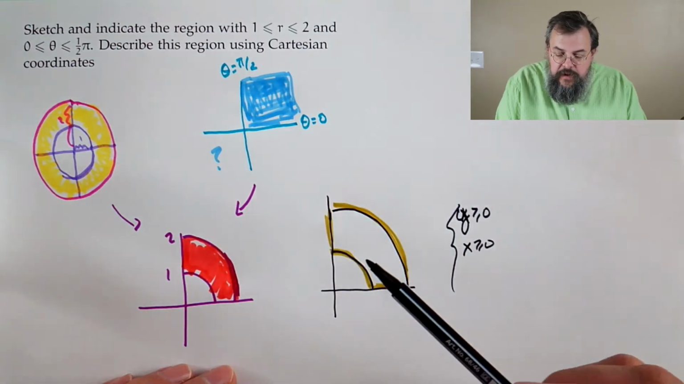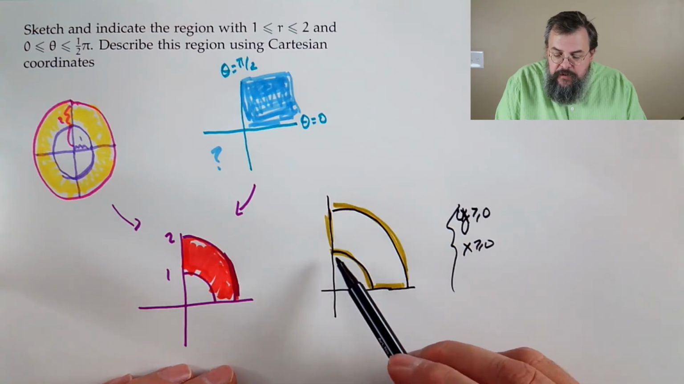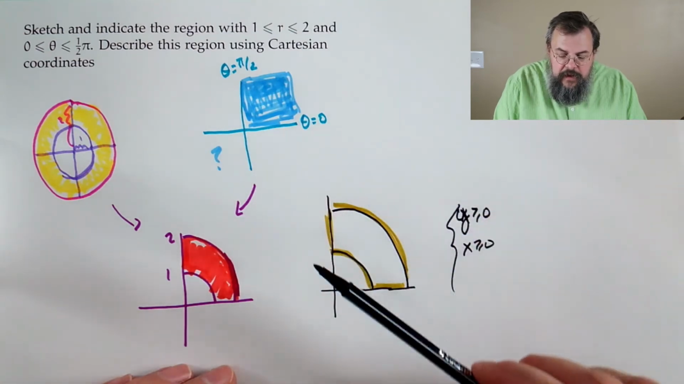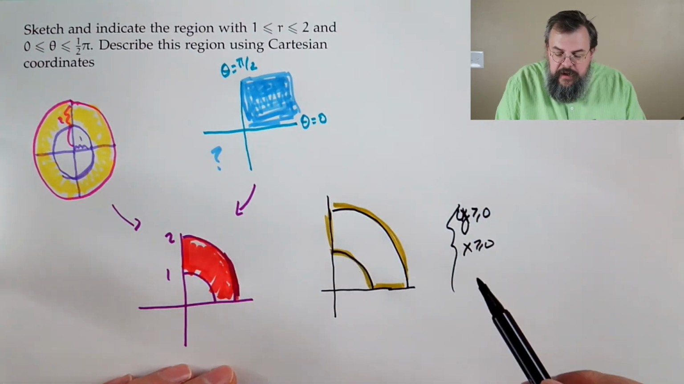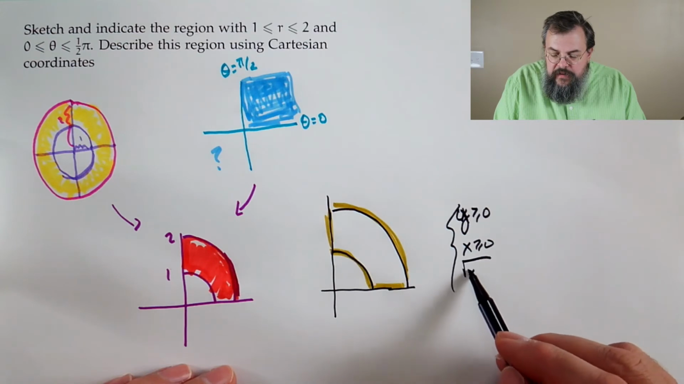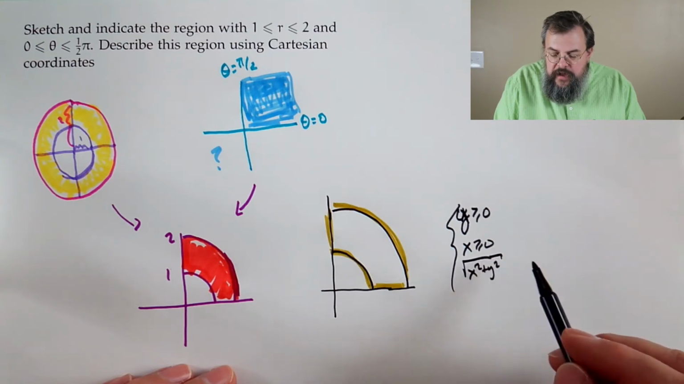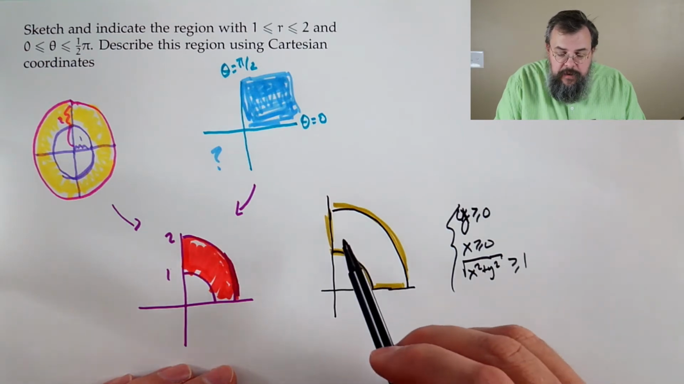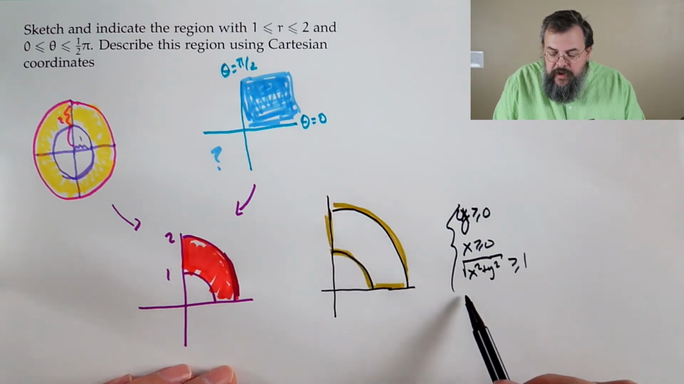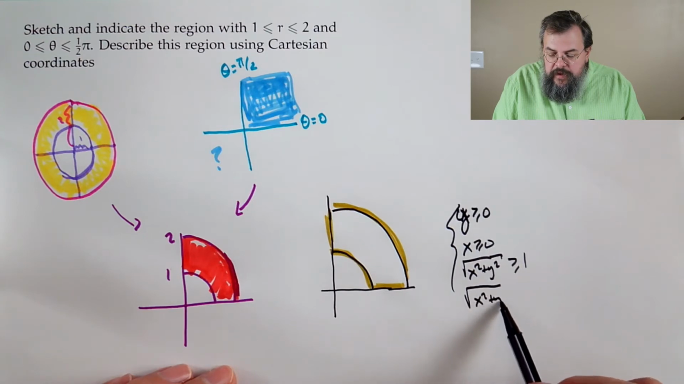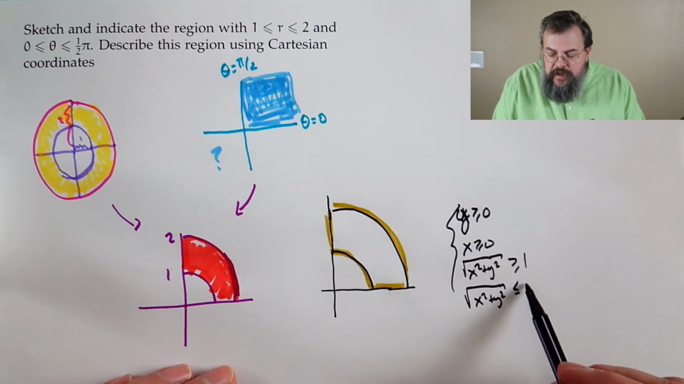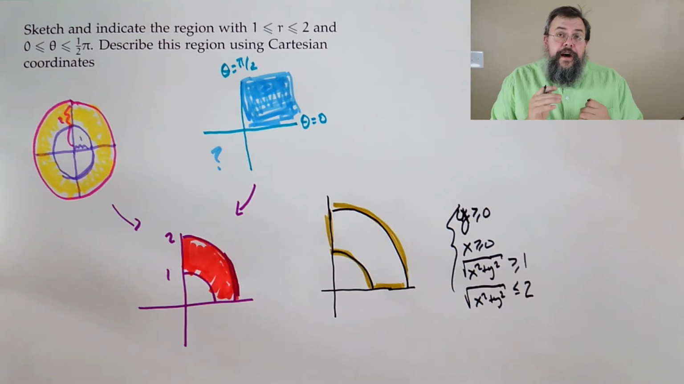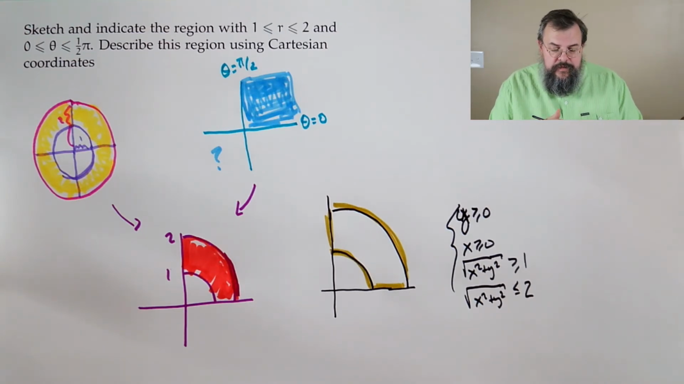Now what else do we have? Well, we have to be sort of out, away, and this inner circle has to be a bounding curve. So the square root of x squared plus y squared has to be greater than or equal to 1. Okay, and we have to be inside this other circle. Square root of x squared plus y squared has to be less than or equal to 2. And that's it.